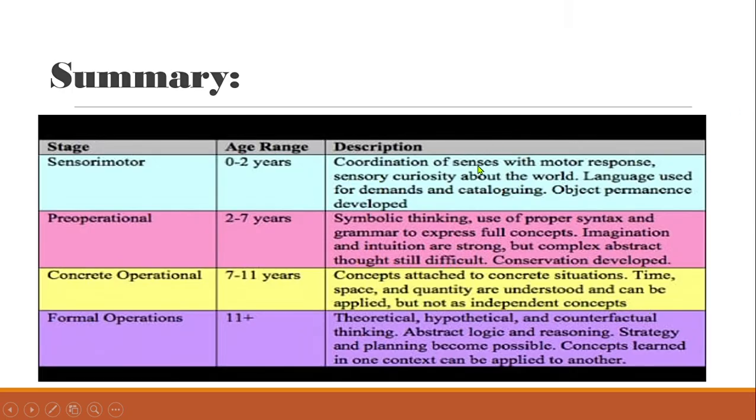Okay, so as the summary: in the first stage, sensorimotor, that is 0 to 2 years of age. Description of this stage: coordination of sense with motor responses, sensory curiosity about the world, language use for demands and cataloging, object permanence develops. In 2 to 7 years old, pre-operational: symbolic thinking, use of proper syntax and grammar to express full concepts. Imagination and intuitions are strong, but complex abstract thought is still difficult.